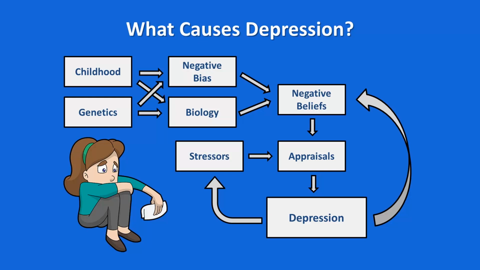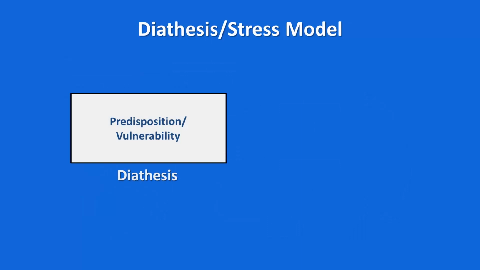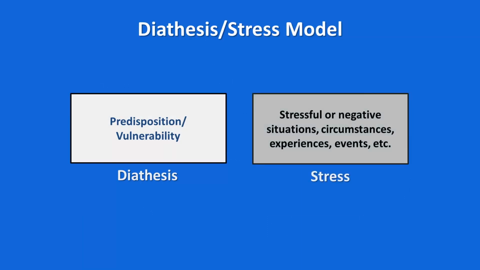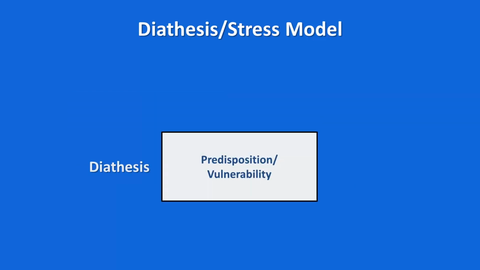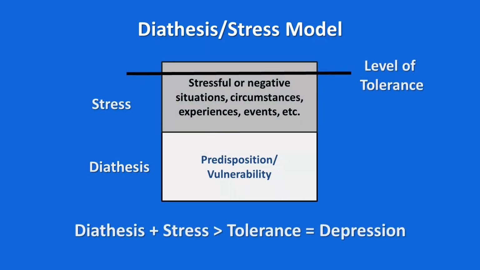So a common explanation for how we develop mental health issues in general is what's known as the diathesis-stress model. Diathesis meaning a predisposition or vulnerability to something, and stress just meaning stress, a stressful situation or circumstance or experience or event, or the accumulation of a number of stressors. And then if our levels of predisposition plus our levels of stress exceed what we're able to tolerate, then that predisposition becomes activated, and we become, for example, depressed.